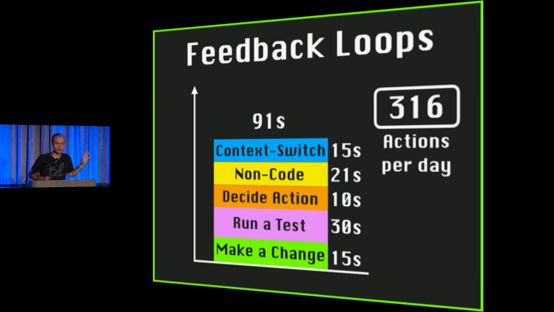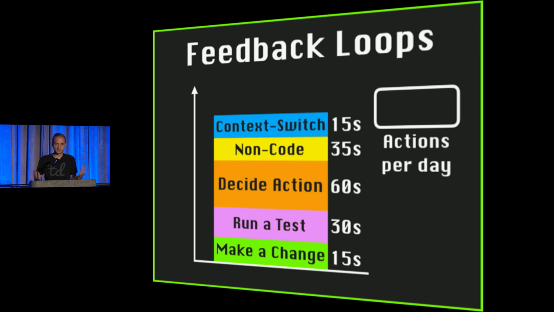Now, pretend that we're not very careful about our error messages, just like I wasn't in that gem. And instead of taking 10 seconds, it takes us 60 seconds to figure out what to do after each loop to interpret the test results. So now we're up to 155 seconds per feedback loop, which yields only 185 actions that we can take each day.